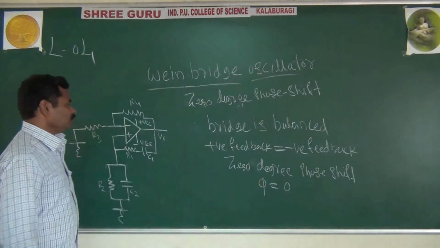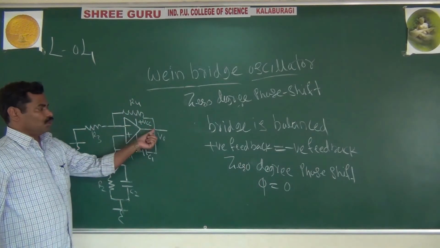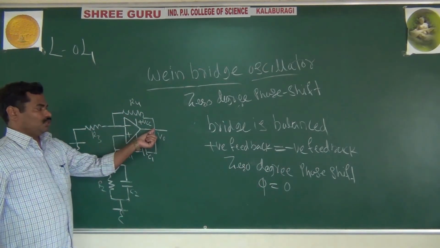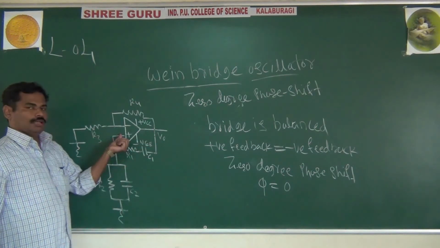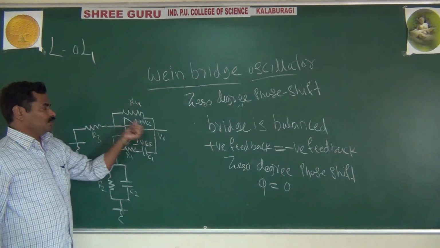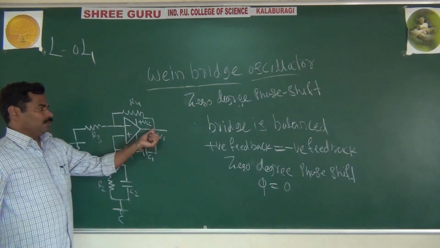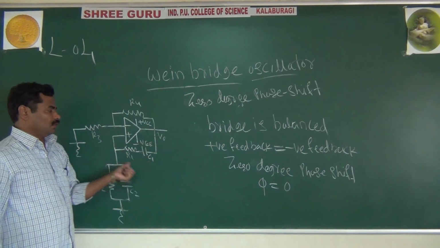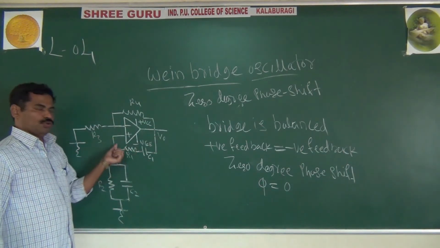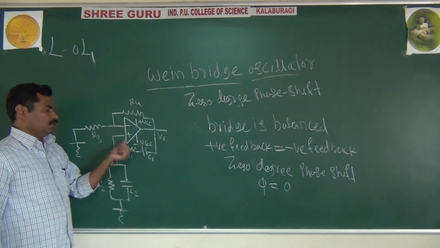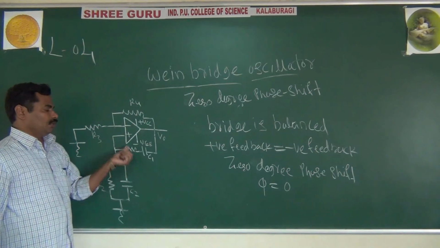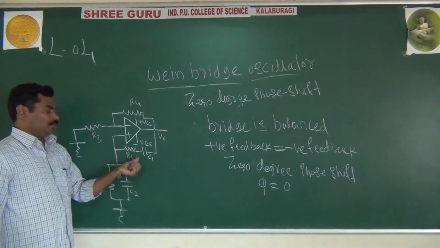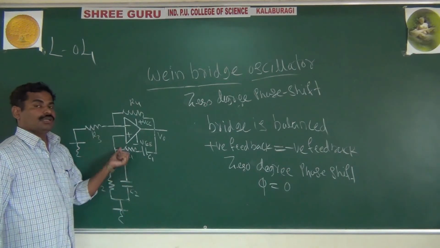Because here this is the output voltage. This output voltage is given to the non-inverting terminal. Also, this output voltage is given to the inverting terminal. The output voltage given to the non-inverting terminal will give the positive feedback. And what is the use of positive feedback? The positive feedback will generate oscillations.